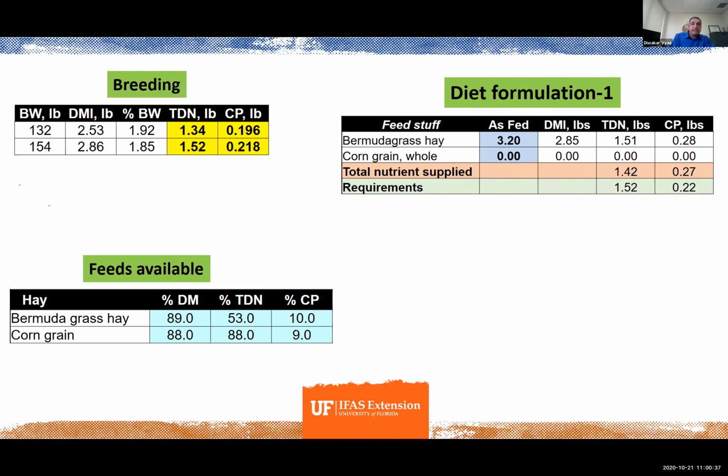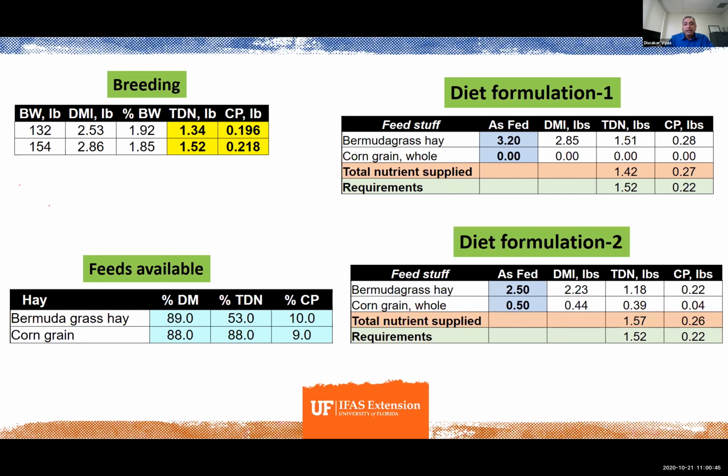So it's right from the breeding stage. I mean, the problem is energy is limiting. So I made a second diet in which I reduced the amount of Bermuda grass hay and I added corn grain in it. Now you can see that the requirement is 1.52 and we are providing 1.57. So we are meeting energy requirements, we are meeting protein requirements. So yes, half a pound of grain, we will make sure that we are providing enough energy, enough protein for our breeding animals. We don't need to provide anything else, at least for energy and protein.